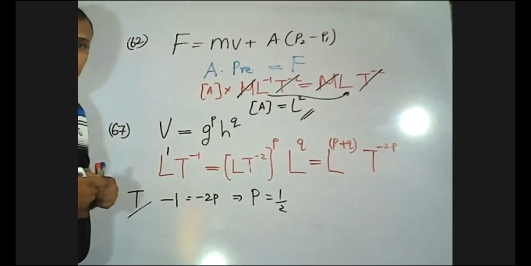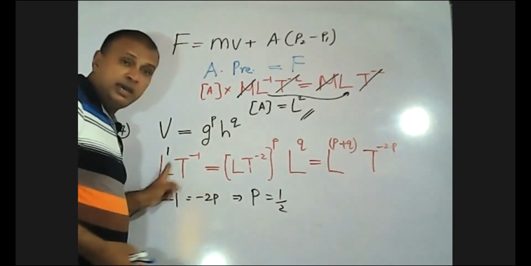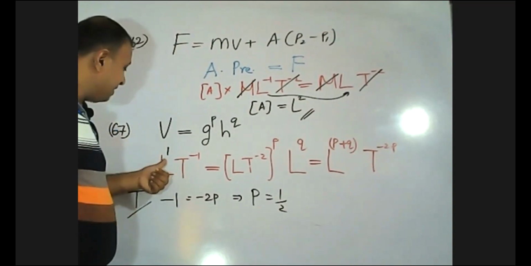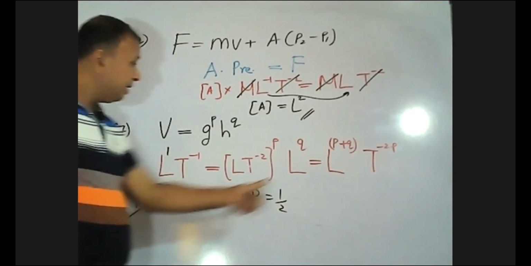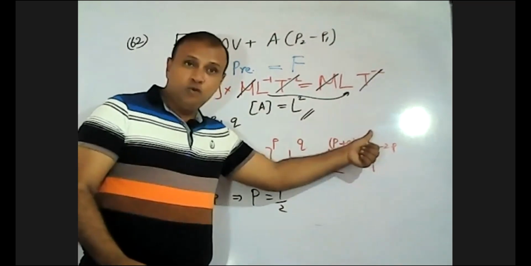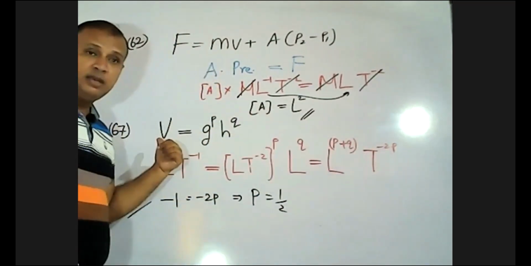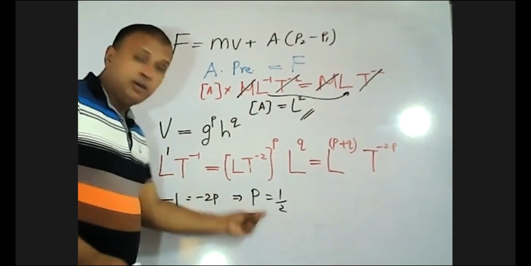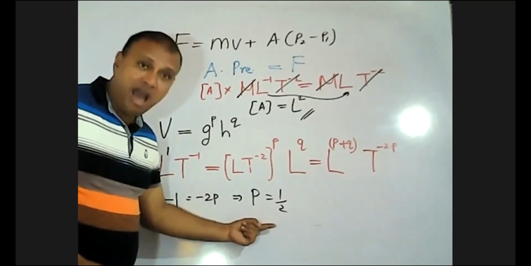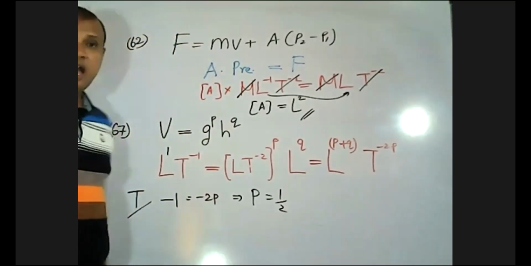If I equate the powers of L, the left hand side has 1 and the right hand side has p plus q, so p plus q equals 1. Now I have determined the value of p. It is half. So the other part should be half also, no?